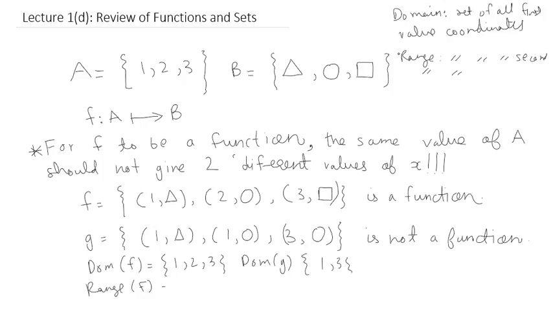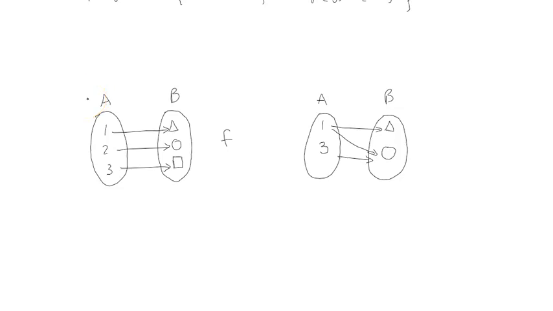Well, simply put, it would consist of a triangle, a circle, and a square. Because that's the set of the second value coordinates, right? And the range of G is simply a triangle and a circle, as we can see in the above particular case. Let us now talk about the different classes of functions.